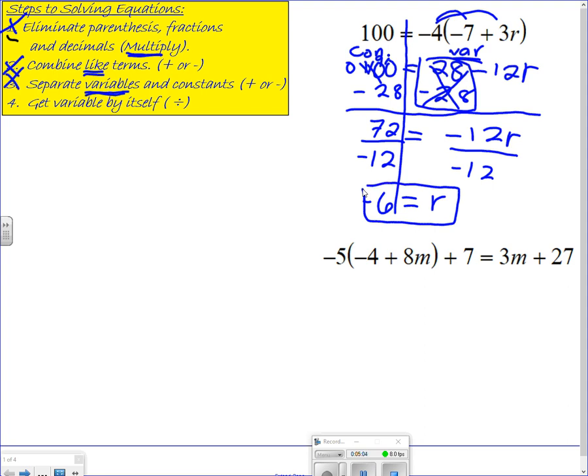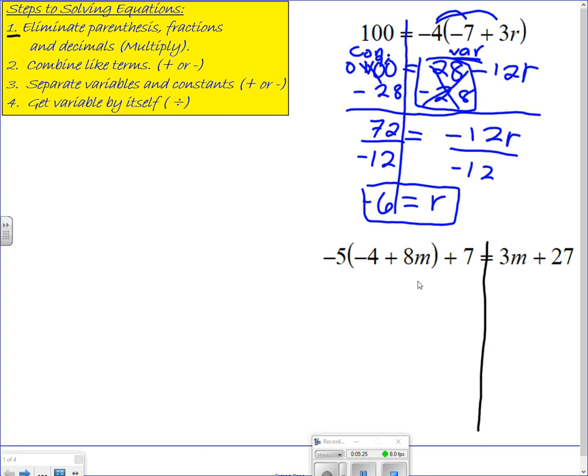Okay, now look at the next example that I have for you. It looks more complicated, but the steps are the same. So first, draw your line. Now step number one is eliminate parentheses, fractions, or decimals.